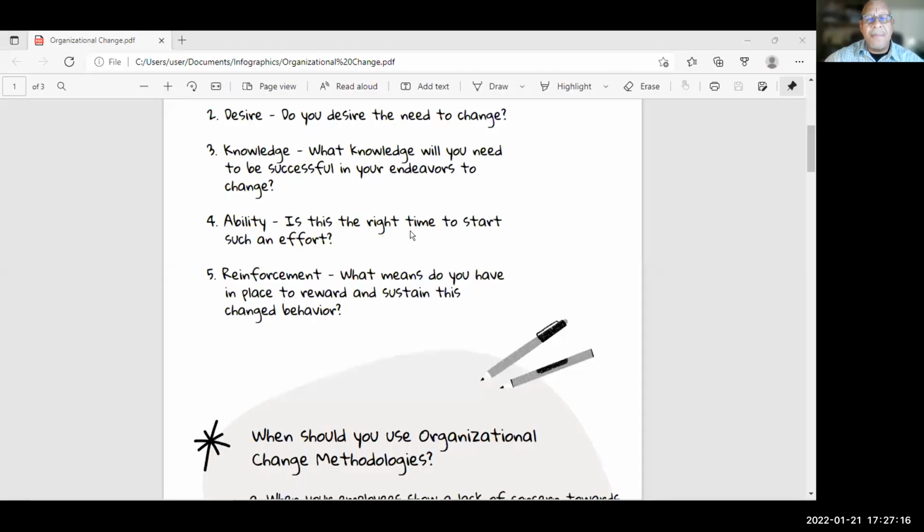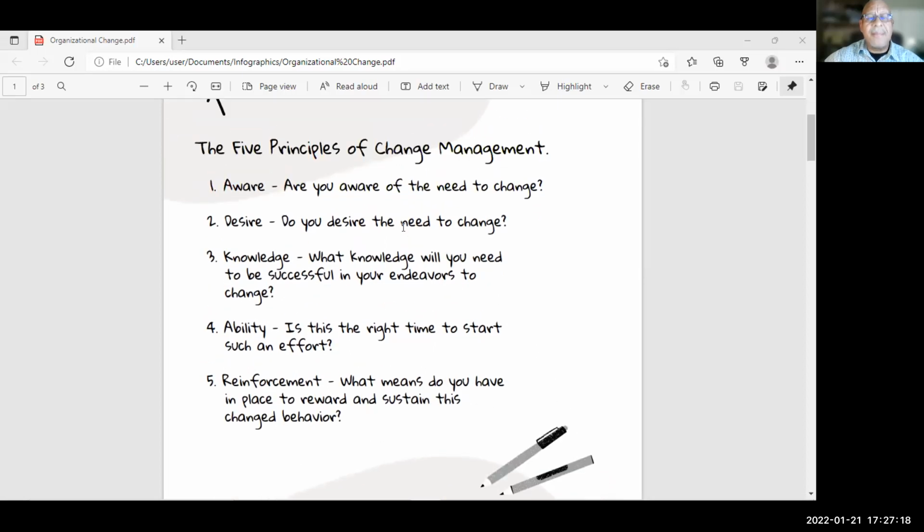So let's take a look at our presentation sheet here. We're going to share that with you. This is going now to a PDF that we've put in place, and you'll see that on your Zoom sharing image. Number 1, aware. Are you aware of the need to change? 2, desire. Do you desire the need to change? 3, knowledge. What knowledge will you need to be successful in your endeavors to change? 4, ability. Is this the right time to start such an effort? And 5, reinforcement. What means do you have in place to reward the system and sustain this changed behavior?